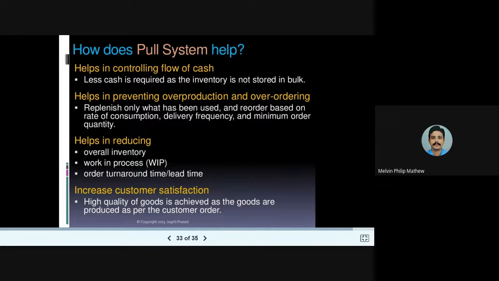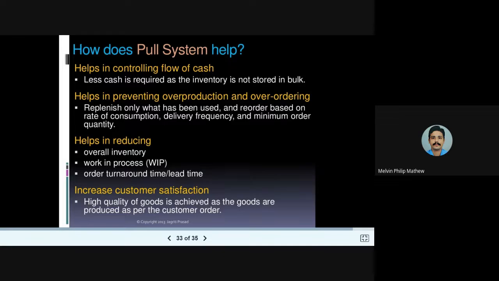Lead time, in the sense of inventory holding time, is reduced by the pull system. Next, it increases customer satisfaction. In two ways it increases customer satisfaction. The first way is higher quality. During the pull system, only those materials that we need are being produced, and it is produced with the lean manufacturing technique, and hence the products will always have better quality. Due to the better quality, customers always prefer that product. That is the first way.